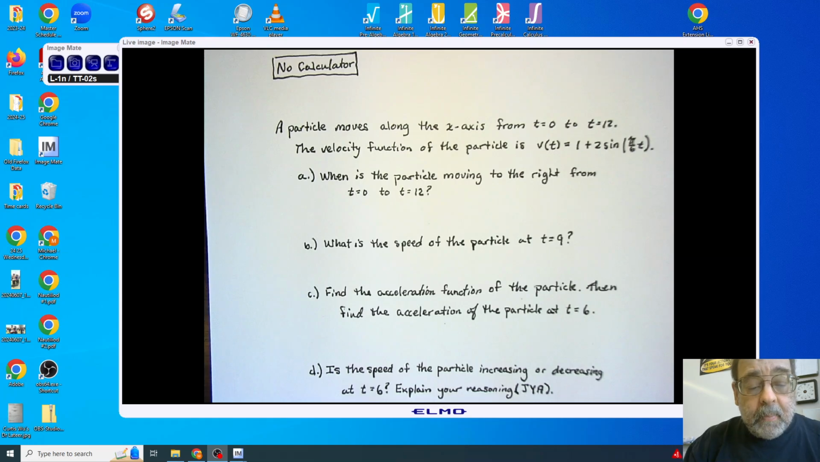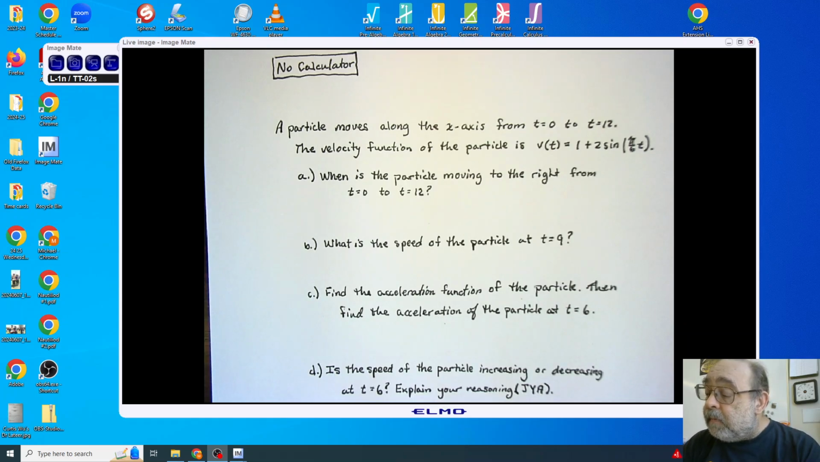Please be aware we're going to be talking about particle motion, and I have an FRQ style question up here. I do recommend you take a screenshot of it, as I will be taking it off in a moment after we read through it. A particle moves along the x-axis from 0 to 12. The velocity function of the particle is v of t equals 1 plus 2 sine of pi over 6t.